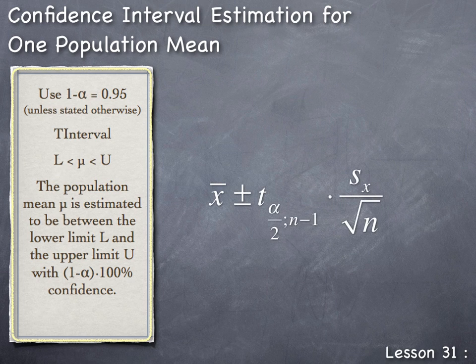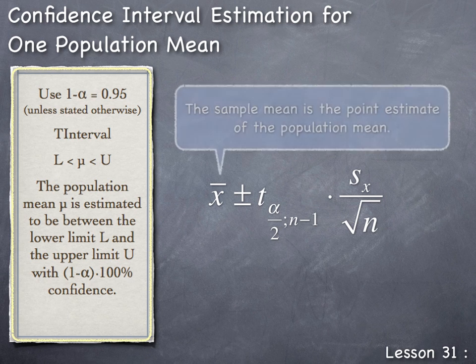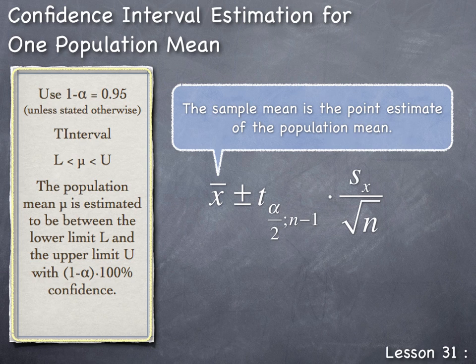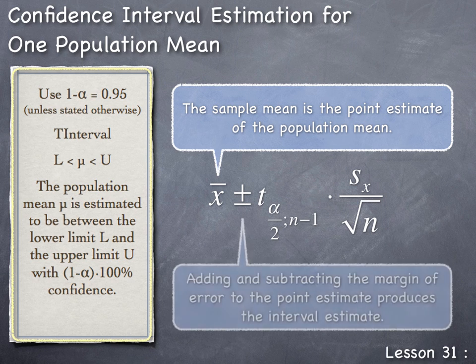Now, this is the formula that is programmed into the TI-84 calculator's t-interval command. The sample mean, x bar, is the point estimate of the population mean, mu. T times s sub x over square root of n is the margin of error. And adding and subtracting the margin of error to the point estimate produces the interval estimate. Subtracting produces the lower limit L, adding produces the upper limit U.